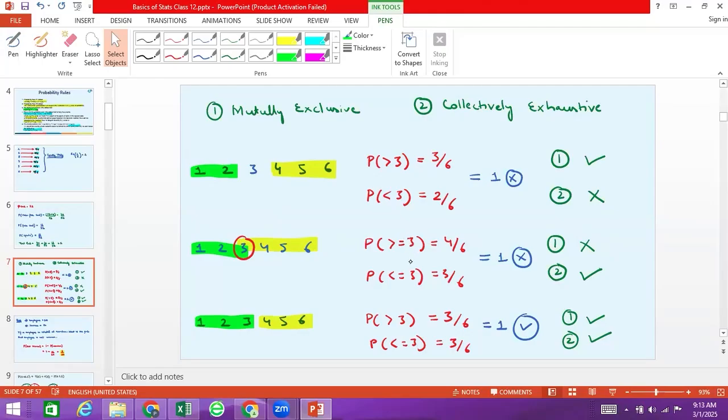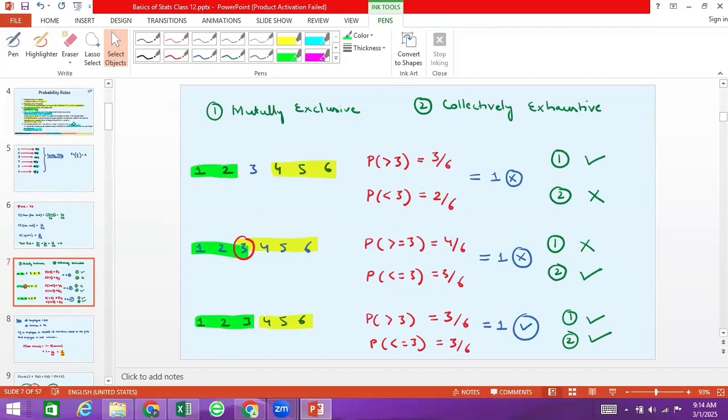Okay. So for example, here, right, probability of greater than or equal to 3 and probability of less than or equal to 3. These are not mutually exclusive. Why are they not mutually exclusive? Because there is a 3 which is overlapping in the first condition and in the second condition also. Okay. What does collectively exhaustive mean? Collectively exhaustive means that together they will satisfy all the possible outcomes. For example, in the first one, together they were not able to cover all the outcomes. Why? Because 3 was not covered in either the first or the second probability.